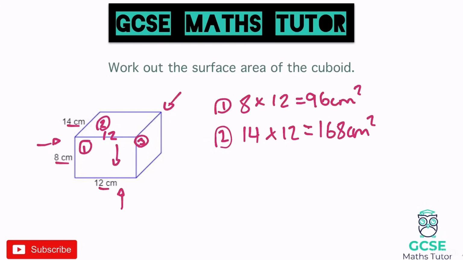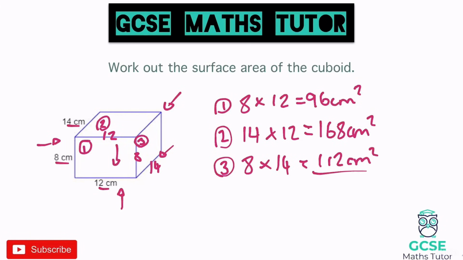And then the last one, face number 3 on the side, it's not labelled, but we can label that the height's 8, and the length going backwards is 14, the same as the length on the top there. So we've got 8 times 14. So 8 times 14 for our last one is 112. So that's 112 centimetres squared.